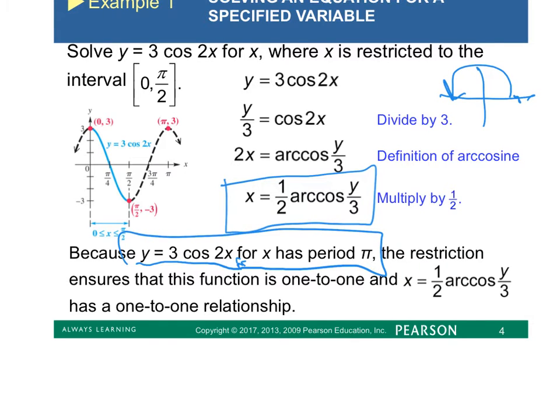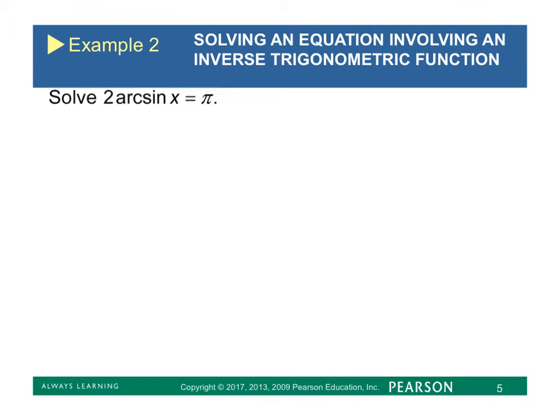Let's check out another one. Solve 2 arc sine of x equals pi. Again, that must mean we're solving for x. So we're either going to get a value or we're going to get another equation.